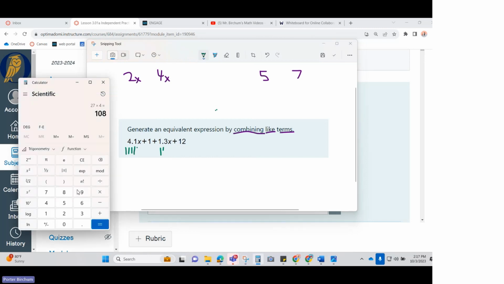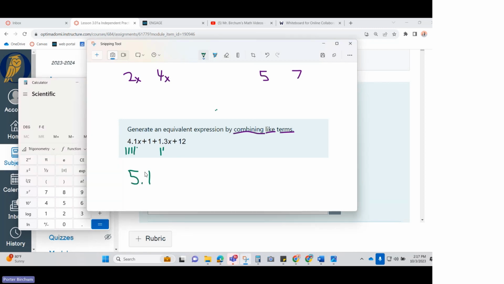Nice, I could figure that out by adding them. 4.1 plus 1.3 is 5.4. I have 5.4 x's. Now let's talk about our ones. Let me erase my tallies, keep it all clean. I have here 1, positive 1, that plus sign, positive 1. And here I have 12 positive ones.